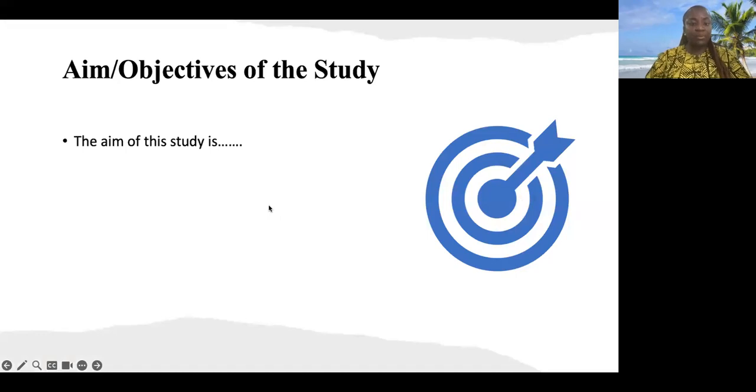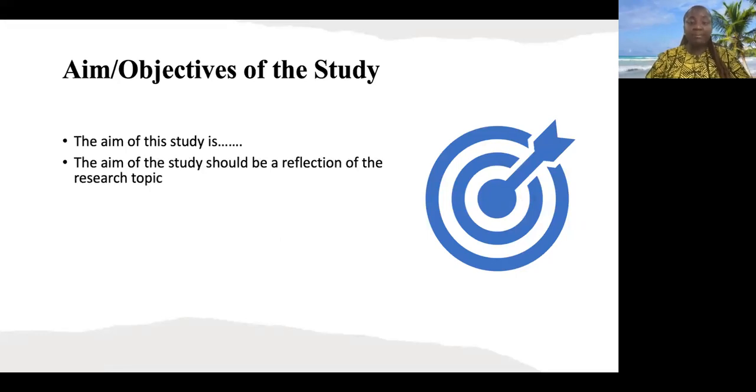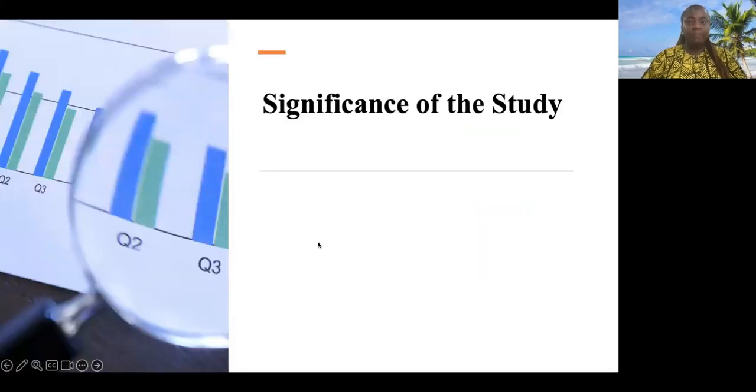Then the next slide will be for your aim and objectives. Your aim is just one aim, and the aim of the study should be a reflection of the research topic. Then the objectives can be outlined. The objectives are the different activities you carry out to achieve your aim. There are different stages of the research you would have to go through to make sure that your aim is achieved, which is your research topic.